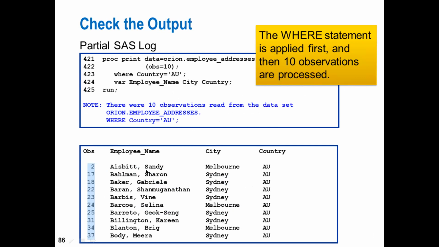So wherever there is the country value AU, it starts first, filters, and after filtering it's selecting only 10 observations. So at observation number 2, the criteria is met, then 17, 18 and so on. So only 10 rows it's showing in the output for PROC PRINT. This is only in the case of PROC PRINT.